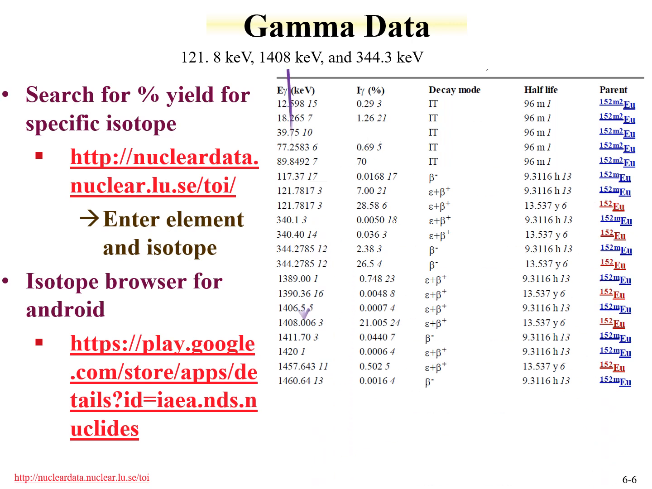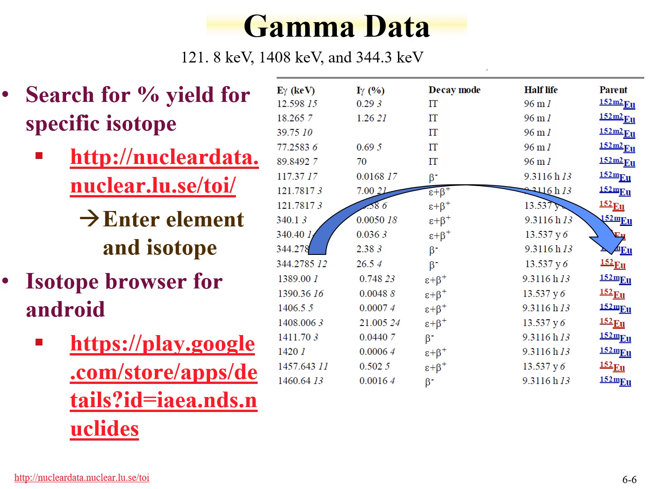The next example is for 1408 keV, which is shown here. This is fairly straightforward, and we see that the data is 21%. And then finally, the last photo peak that we were looking at was the 344.3 keV. Again, we have two of the exact same values. One is from the metastable state, one's from the ground state. We're interested in the ground state, and we see that that value is 26.5. So we make sure we select that one. We have 26.5. And these values are much easier to find.